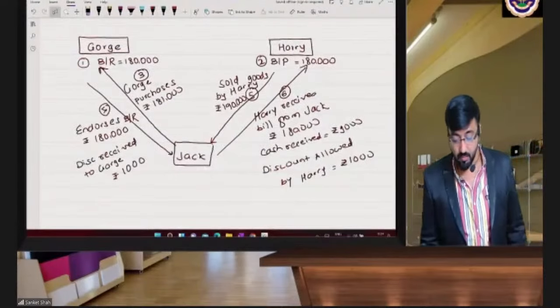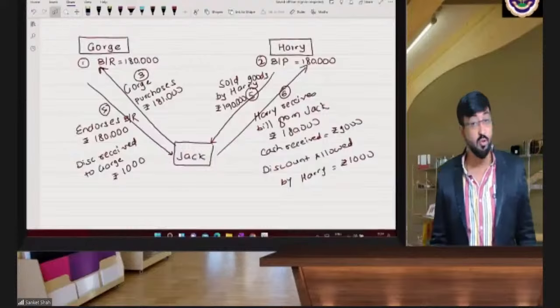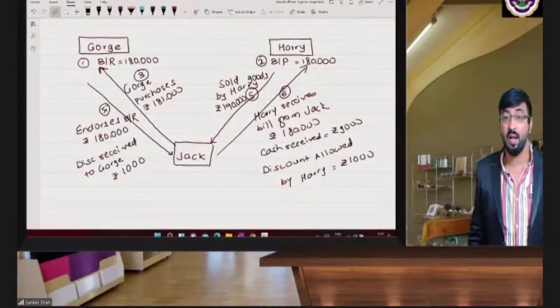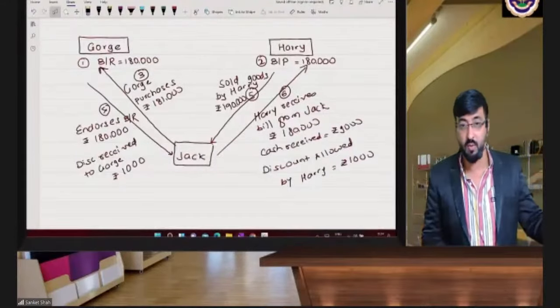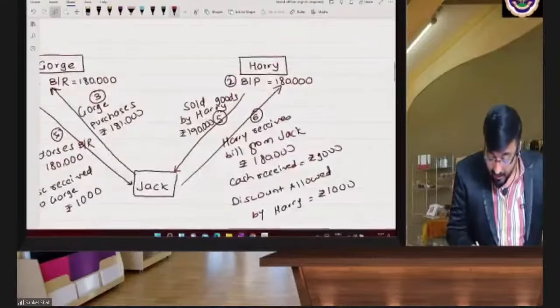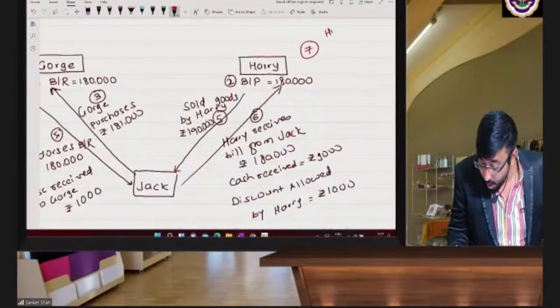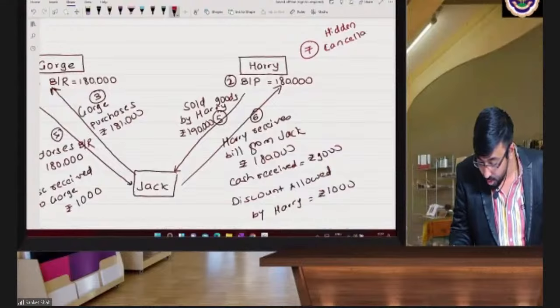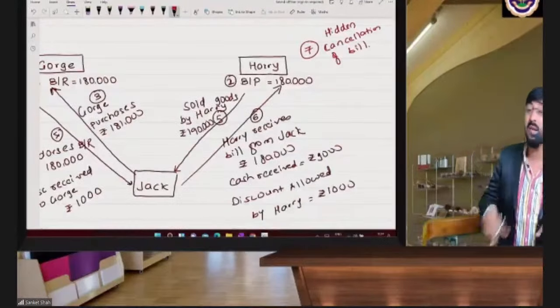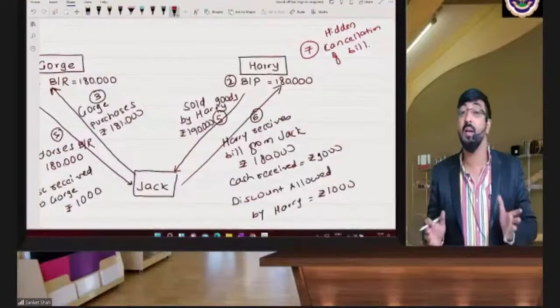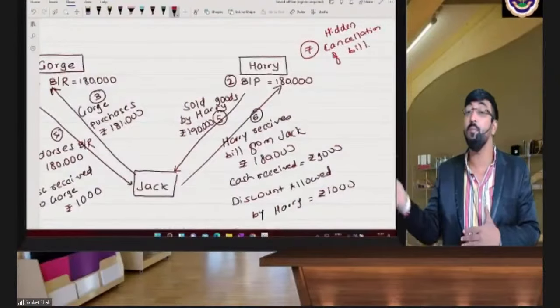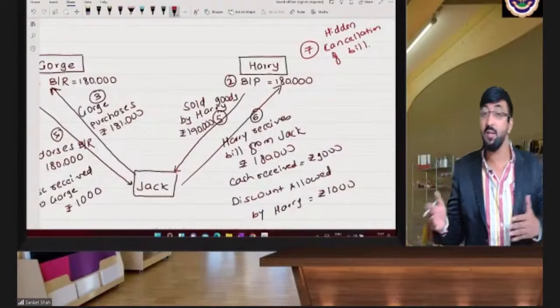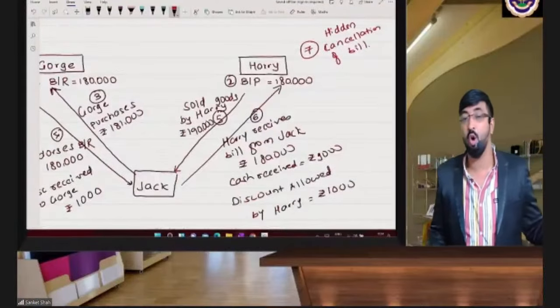Harry receives bills from Jack rupees 1,80,000. He receives cash and he gives discount. So discount allowed by Harry. So we are thinking for Harry now. Now see beta, this is a hidden entry. What hidden entry? Harry has his own acceptance. So we are going to cancel this bill, cancellation of bill, because Harry has his own acceptance, received from Jack once again. So this is a hidden entry of cancellation of bill.